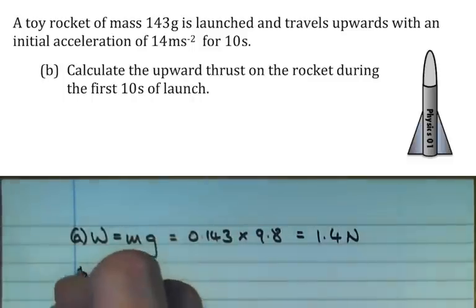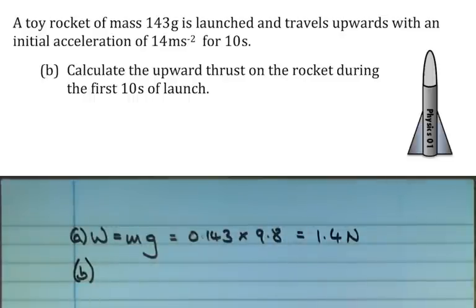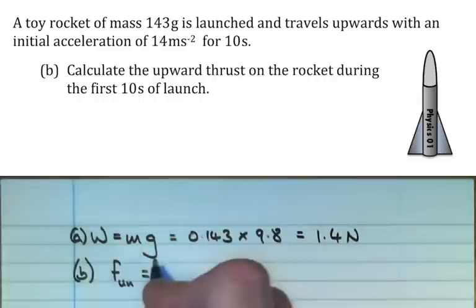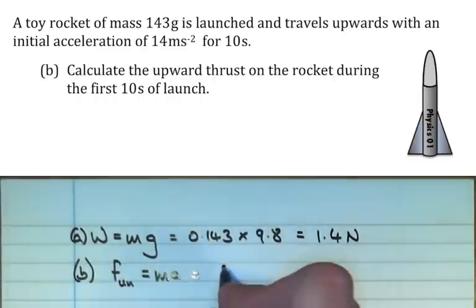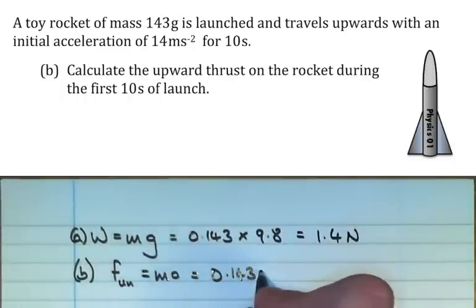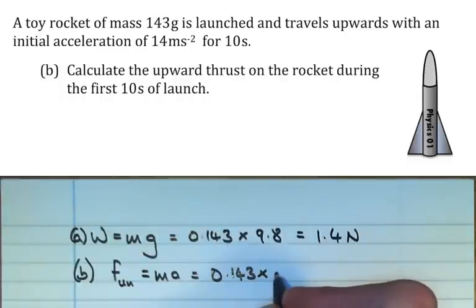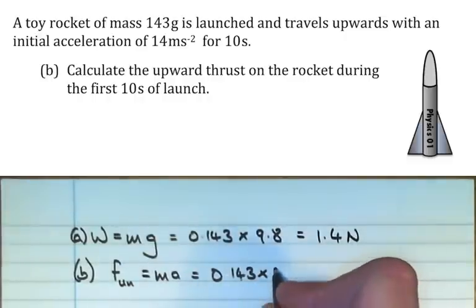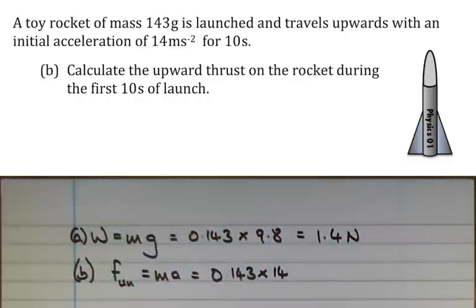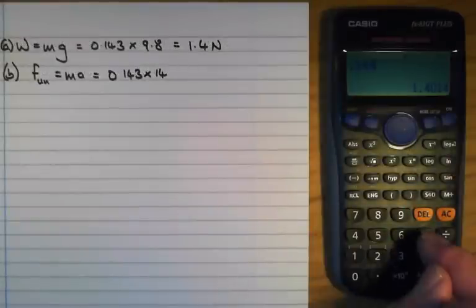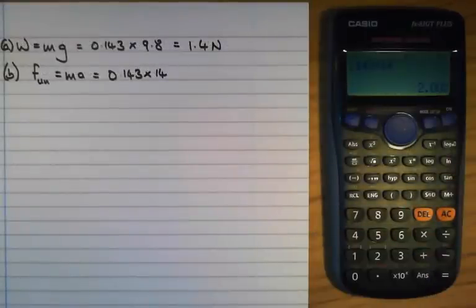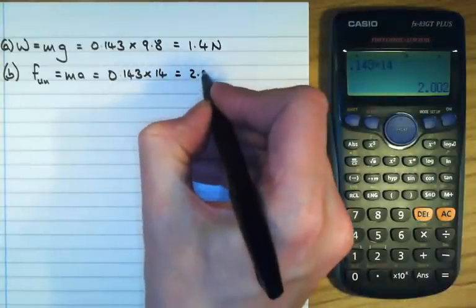Now, this is the one where we would use, of course, the equation which is related to Newton's second law, which is about unbalanced force, which is F is equal to ma. Now, as I said before, the mass is converted to kilograms, 0.143. Multiply, now let's see, where's the acceleration? Yeah, the rocket travels upwards with an initial acceleration of 14 ms to the minus 2. So 0.143 times 14 gives us, quickly go to the calculator again, 2.002. So 2.0 newtons.